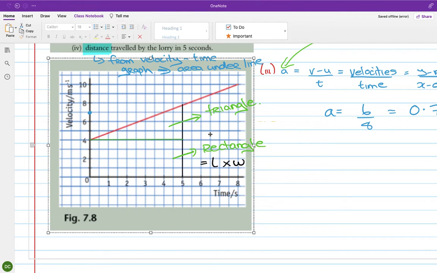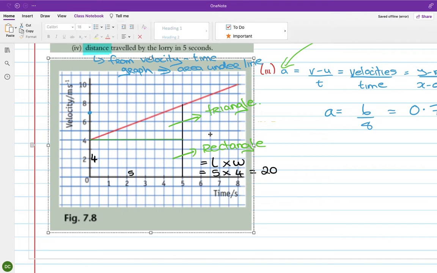Yeah? So to get the rectangle, we do length by width. And the length of that rectangle is 5, and the width of it is 4. Yeah, can you see that? So along the bottom line here, that's 5, and up the side here is 4. So 5 times 4, that's 20. Yeah?